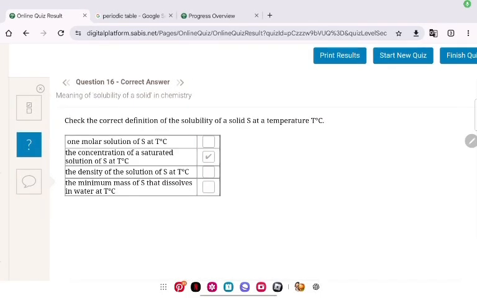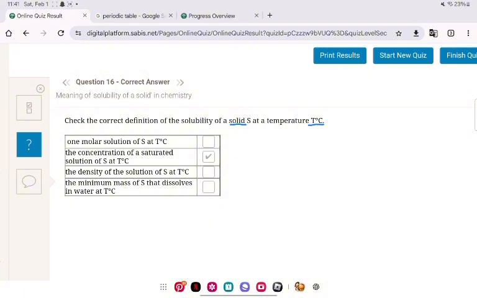So here it says they want the definition of the solubility of solid S at a temperature T Celsius. So the answer is the concentration of a saturated solution of S at T Celsius, because a saturated solution is when no more solid can dissolve, and I already explained that in last week's video, I think. And then solubility means how much of a solid dissolves in a liquid.